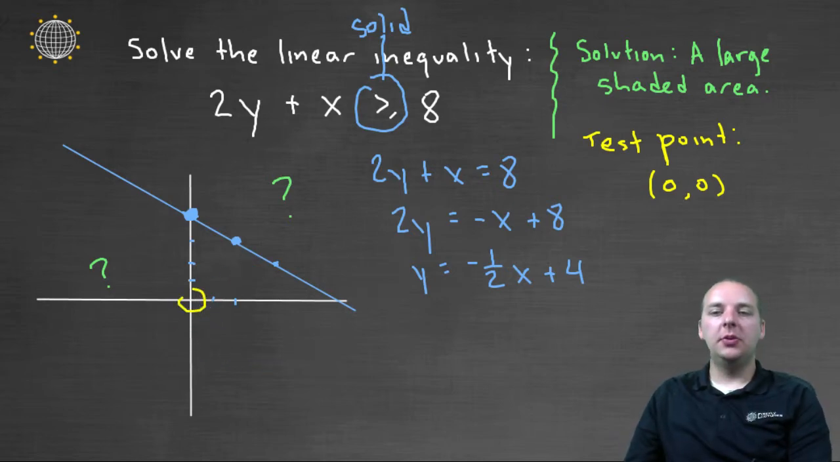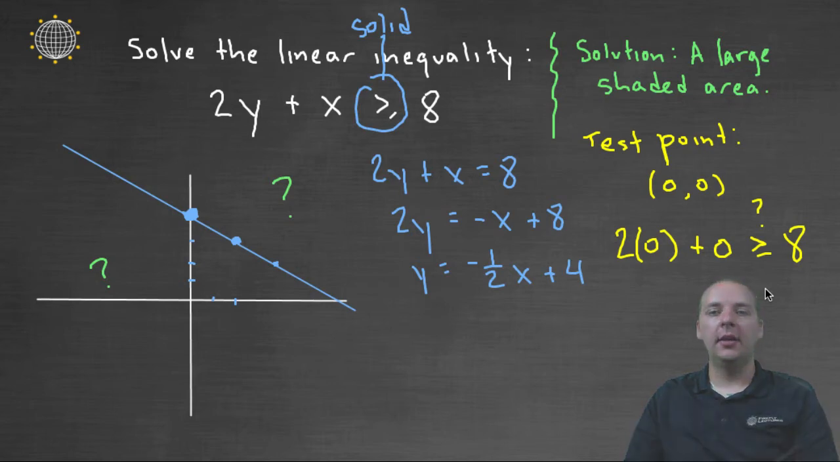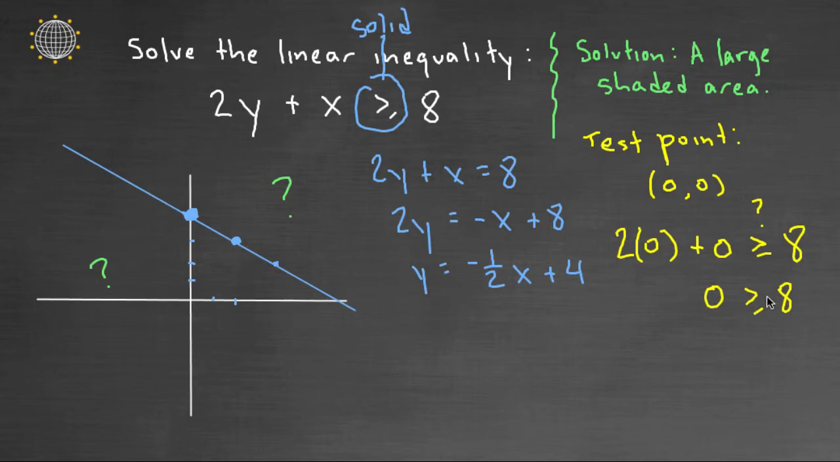If we plug 0, 0 into the inequality, let's see what happens. We're basically asking a question here: is 2 times 0 plus 0 greater than or equal to 8? That's a question, not a statement. So that boils down to 0 being greater than or equal to 8, which is not true. No, it's not. 0 is less than 8, which means that the side the origin is on is the bad side, the side that does not have the solutions.